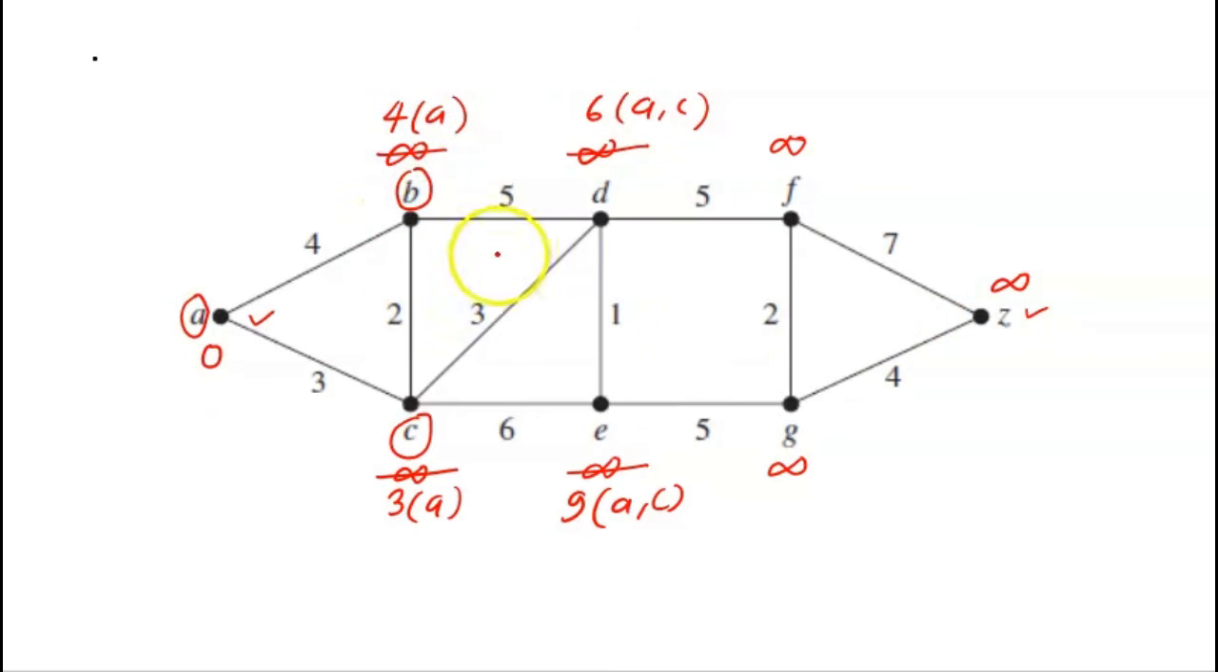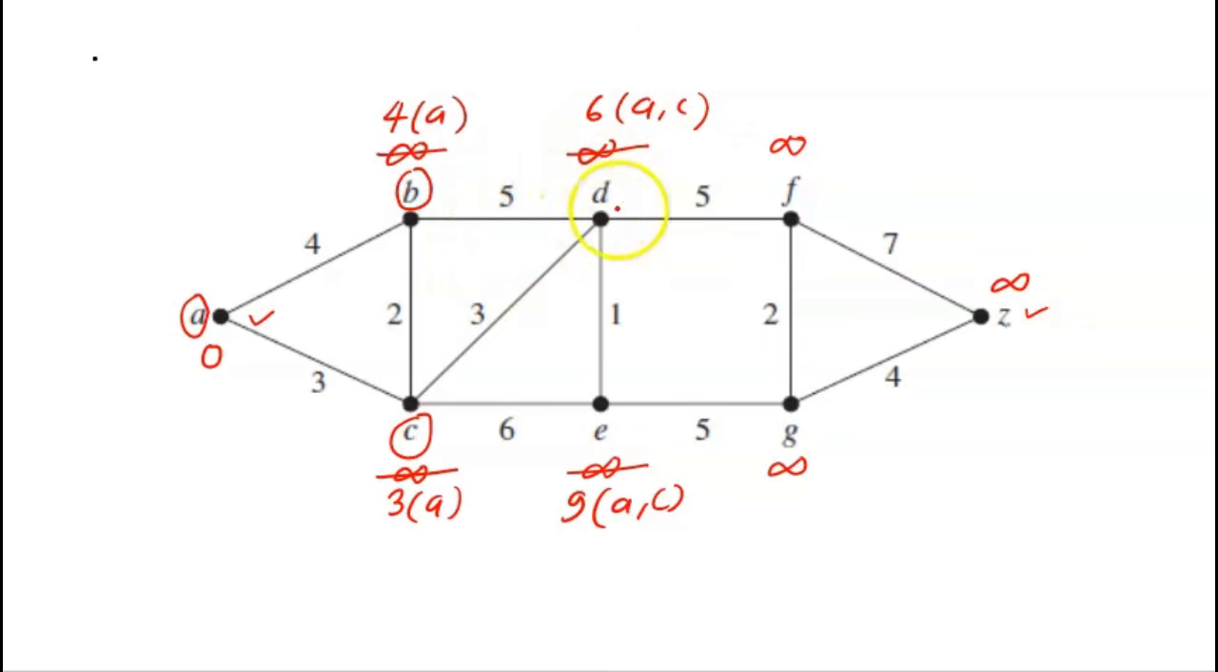Now repeating the process, B has 3 adjacent vertices, that is A, C and D, and A and C are already blocked. The distance here is 4, and 4 plus 5 is 9. So 9 is greater than 6. Should we label it? No, it should not be labeled, because 9 is greater than 6.